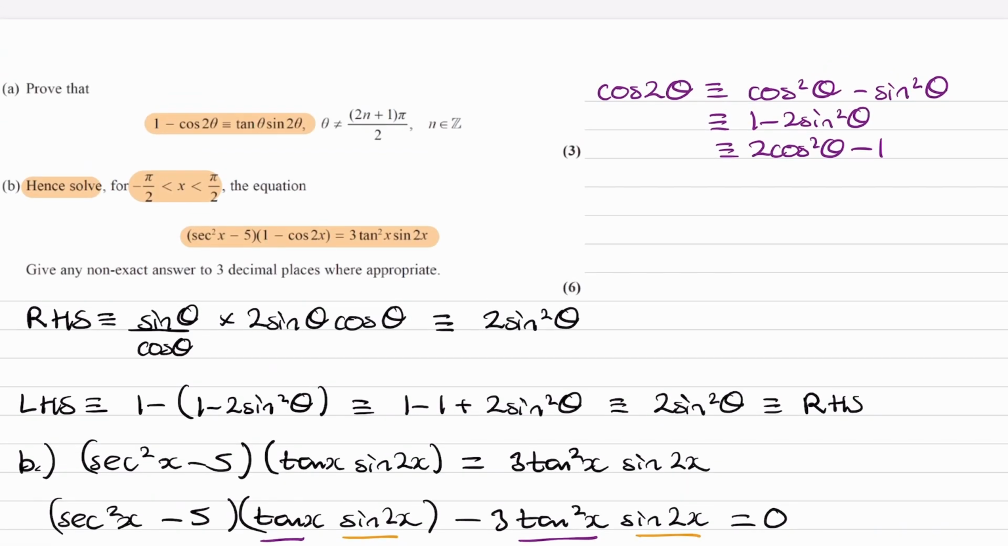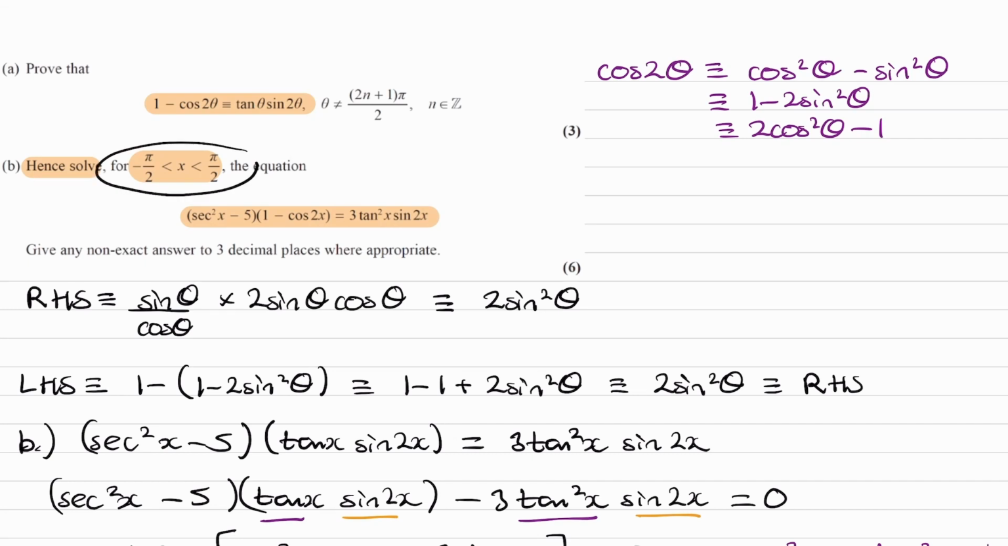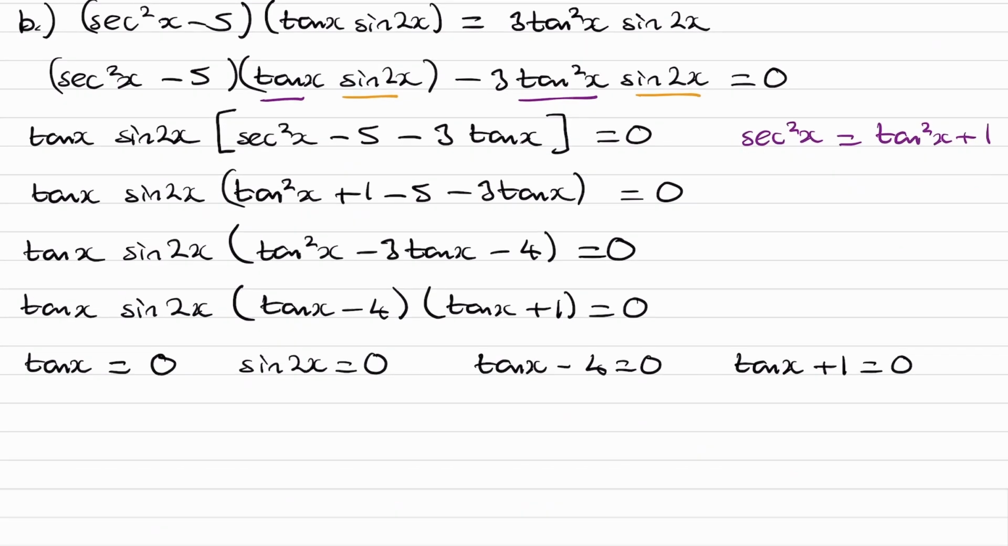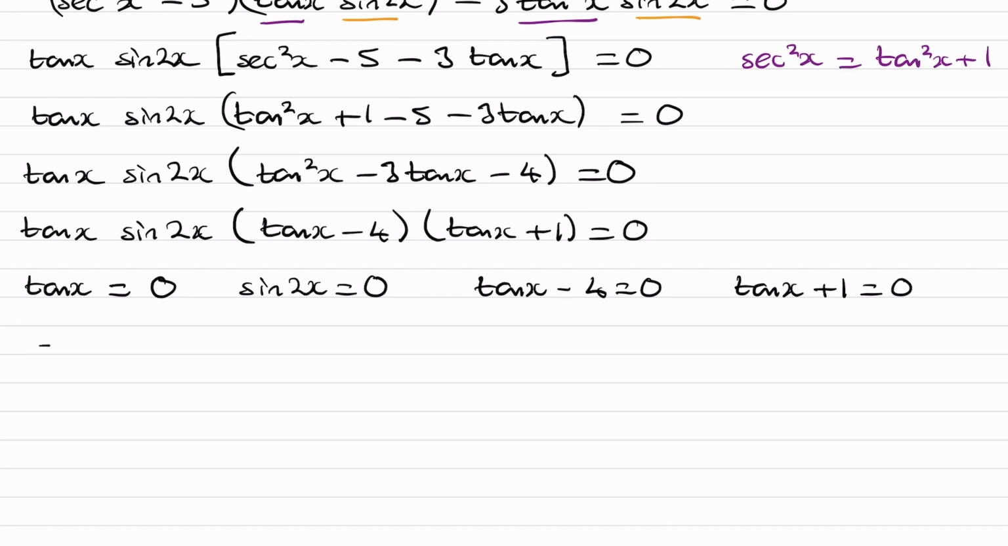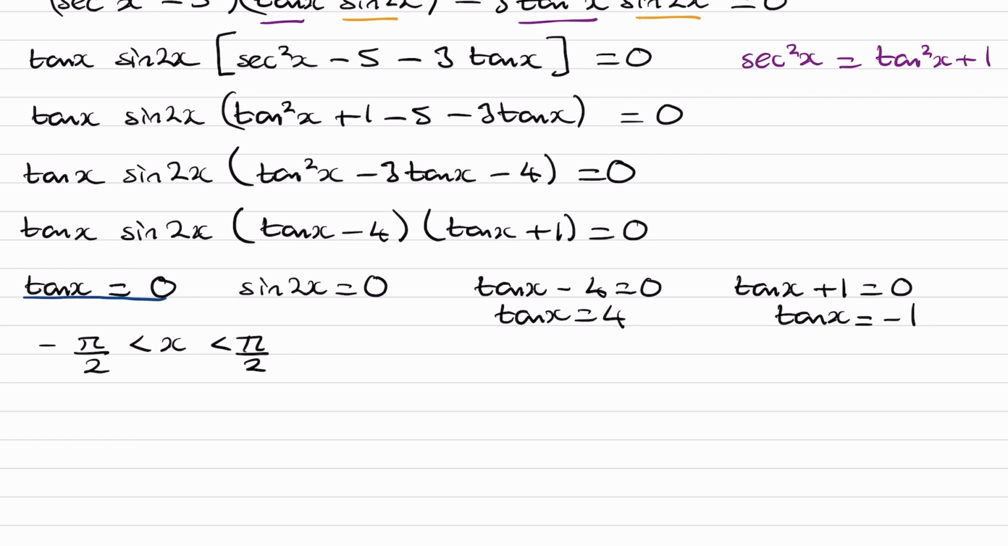And we're trying to solve in the interval of minus pi over 2 to pi over 2. So let's write that down here. And it's not inclusive as well. It doesn't include pi over 2 or minus pi over 2. So I'll just rewrite these two: tan x is equal to 4 and tan x is minus 1. And we can start by solving all of the tan function equations. So these three. It'll be easier to do all of them in one go.